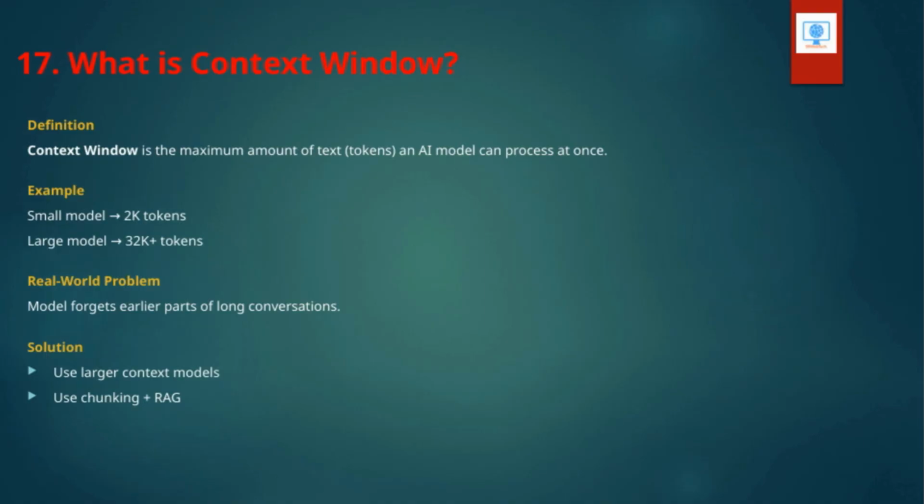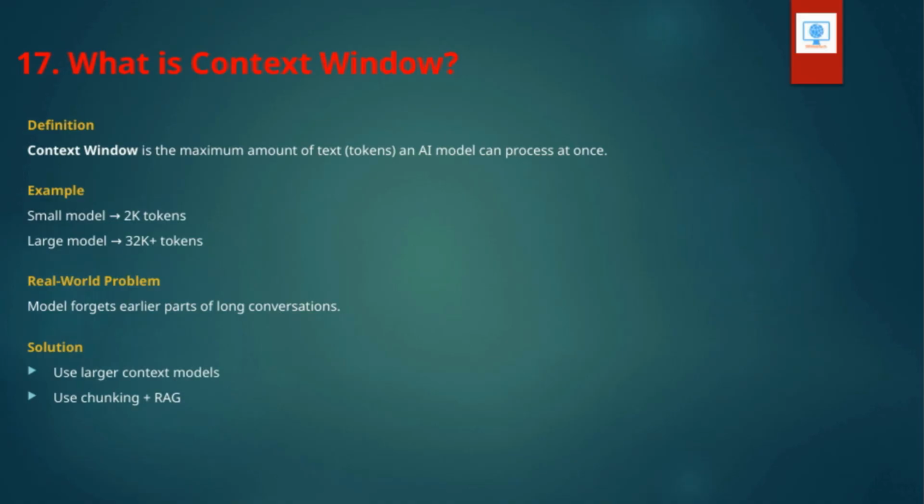This becomes particularly important in real-world situations. When we're having long conversations or working with extensive documents, the model can start to forget earlier parts because it can't hold everything in its context window. This forgetting can affect the quality and coherence of the AI's responses.